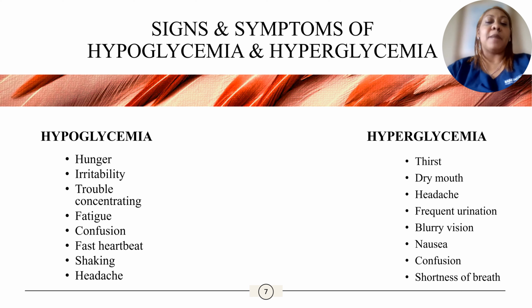Signs and symptoms of hypoglycemia and hyperglycemia. Hypoglycemia consists of hunger, irritability, trouble concentrating, fatigue, confusion, fast heartbeat, shaking, and headaches. For hyperglycemia, it consists of thirst, dry mouth, headache, frequent urination, blurry vision, nausea, confusion, and shortness of breath. Knowing the signs and symptoms of hypoglycemia and hyperglycemia is essential. Knowing the signs and symptoms can help prevent life-threatening conditions.